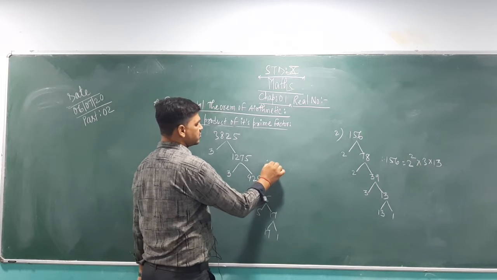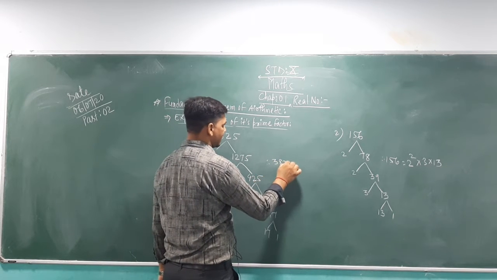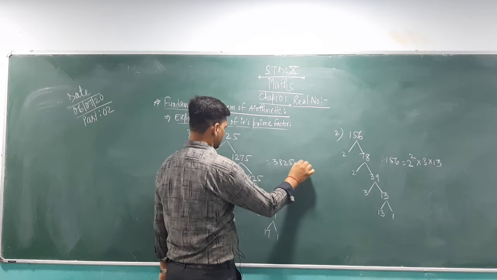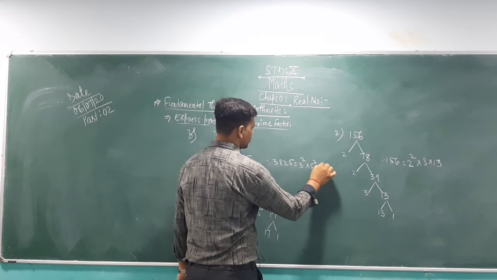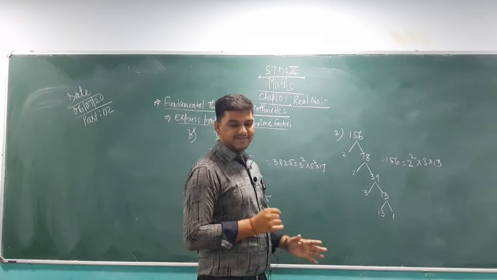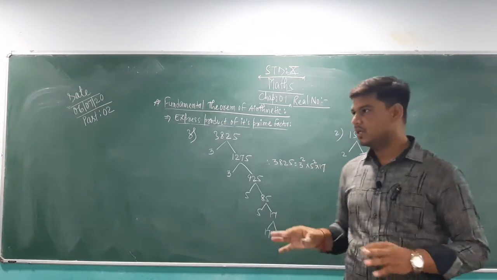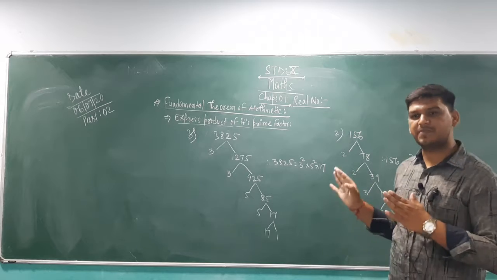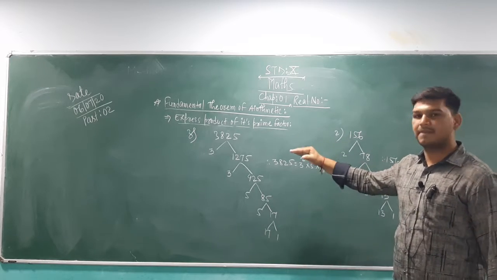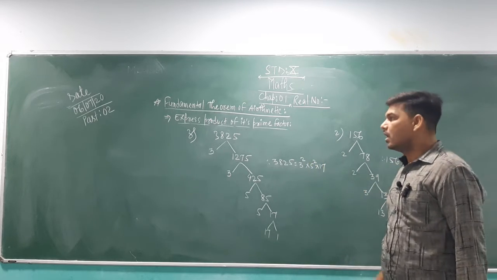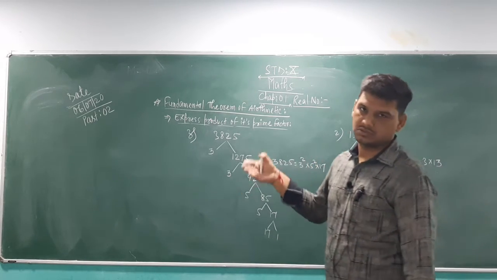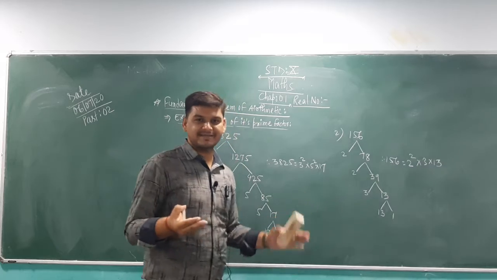So if you use the prime factors of 3825, it gives you 3 squared into 5 squared into 17. Very easy. By using this formation of prime factors, you convert the number into a specific form, into factors. We easily convert it into the form of factors. So now what is the use of this prime factorization?